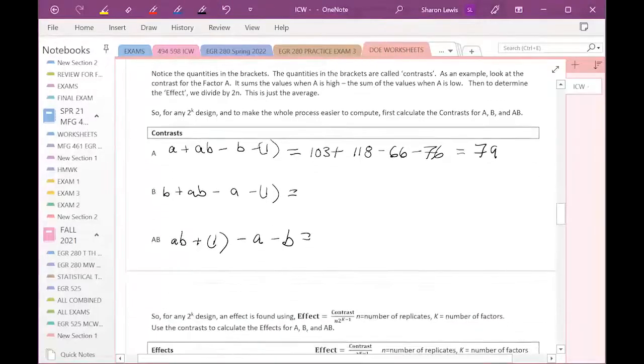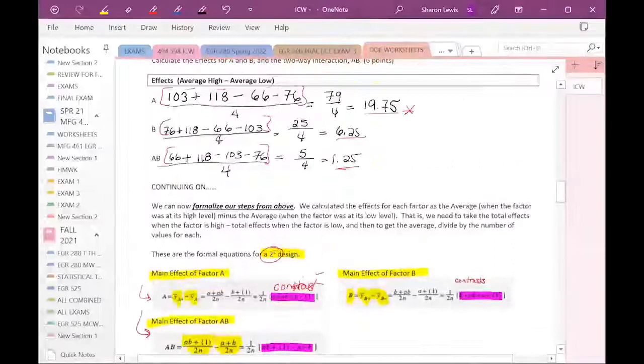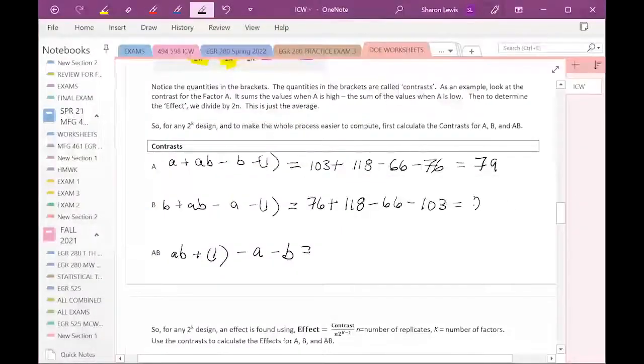And then for B, it was 76 plus 118 minus 66, excuse me, minus 103. And that totaled 25. And then in the brackets for AB, that is going to be 66 plus 118 minus the A, which is 103, minus the B, which is 76, and that totals 5.